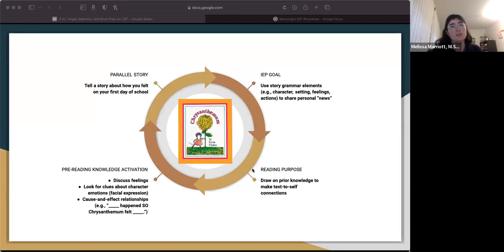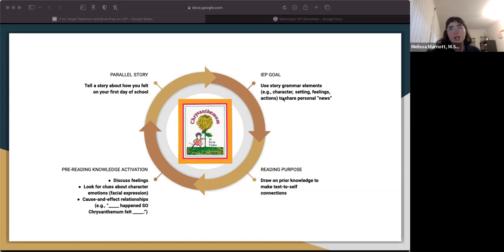So here's an example of a book that I often use at the beginning of the year, Chrysanthemum. It is a story about a little mouse named Chrysanthemum who has a really tough time her first day of school. And so it's about all of her anxieties, and some kids make fun of her because her name is too long and all of those kinds of things.